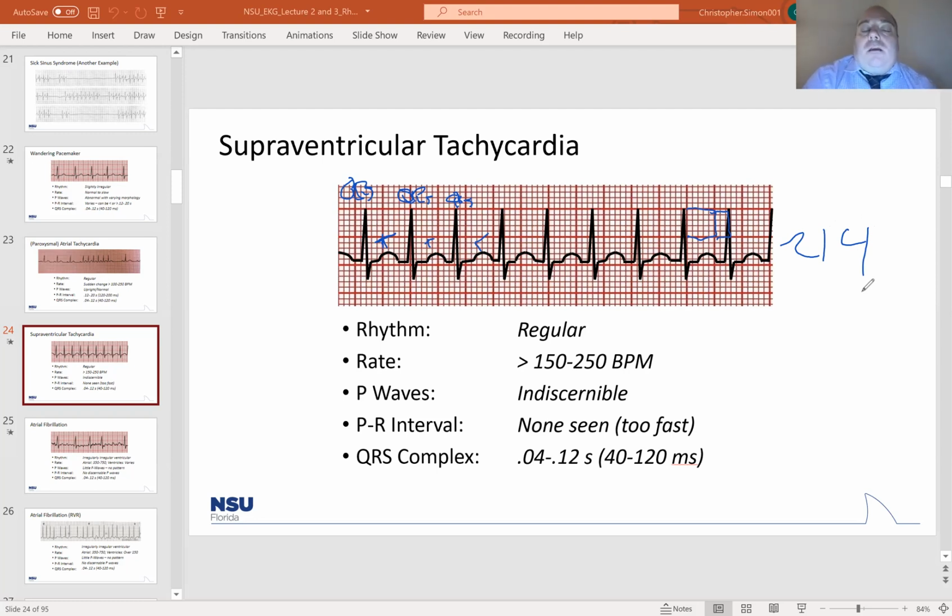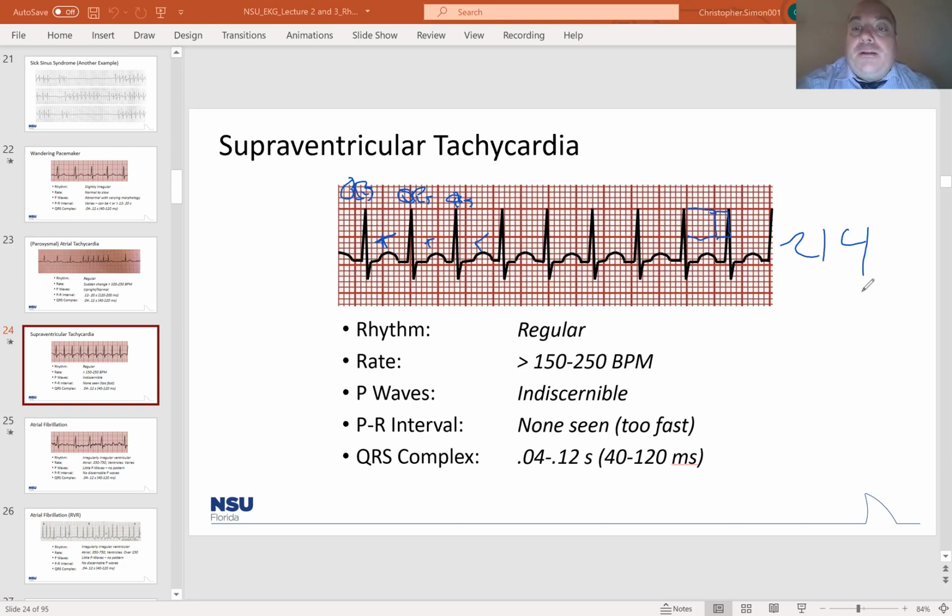All right. So let's ask ourselves all the questions. Okay, what's the rate? The rate's 214. Are P waves present? No, they are not. So if the P waves are not present, you can kind of skip all the other P wave questions. Like, is there a P for every QRS? Well, no, there's not, because we don't have P waves.